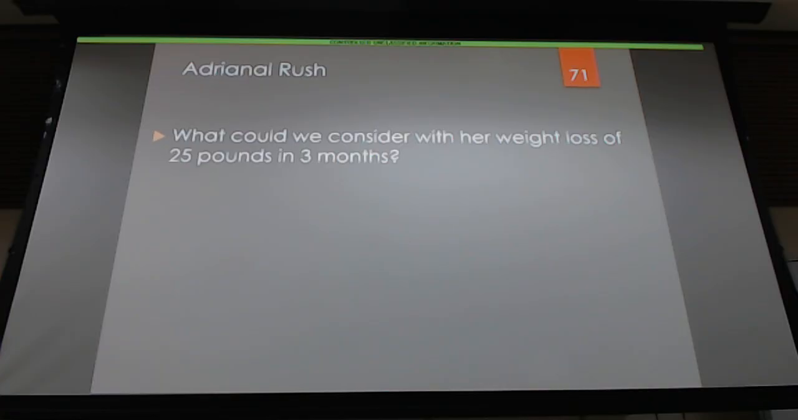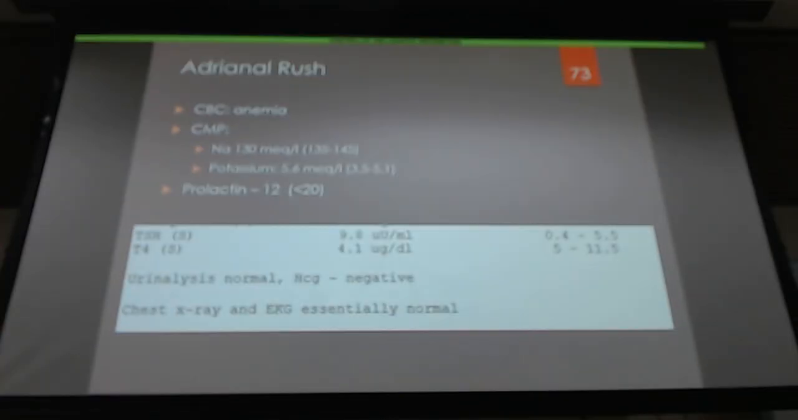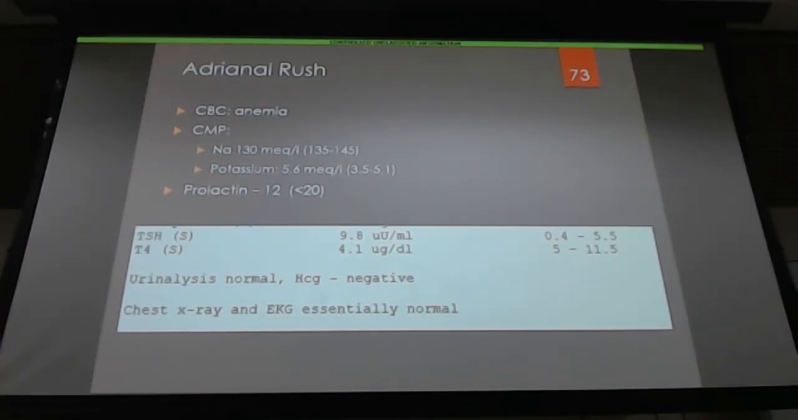What would we consider with her weight loss of 25 pounds in 3 months? So regardless of endocrine, what do we think? She's lost 25 pounds. Cancer. Don't forget. But again, remember with this case, she had poor appetite. She had diarrhea. But again, there's still like 25 pounds, 3 months. Yeah, that's scary. Oh, no, close your eyes. Go back.